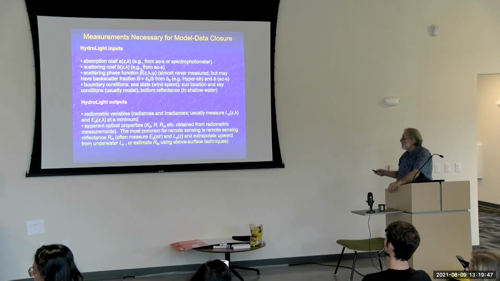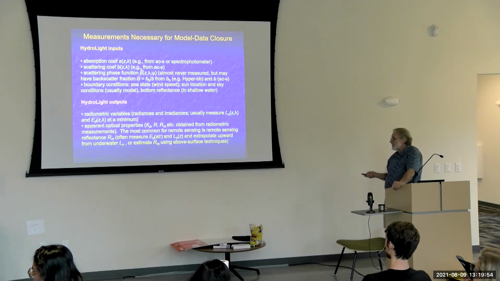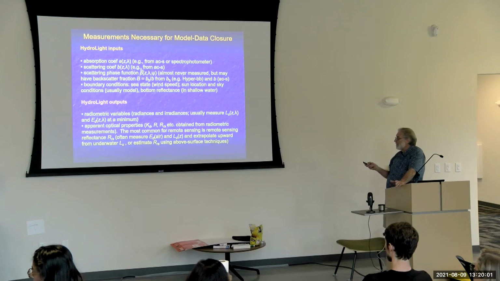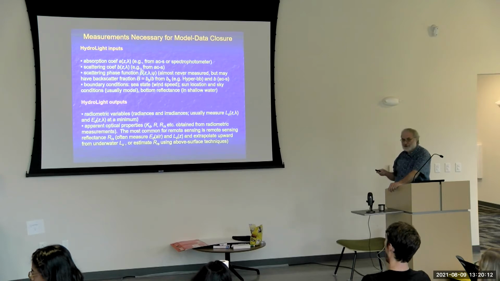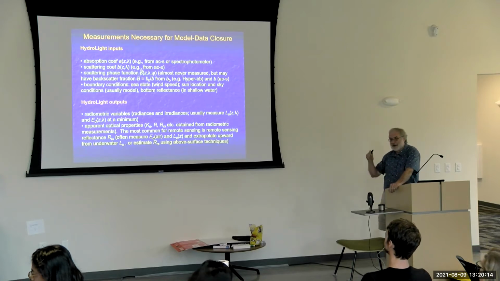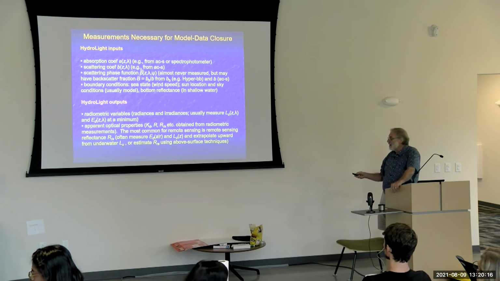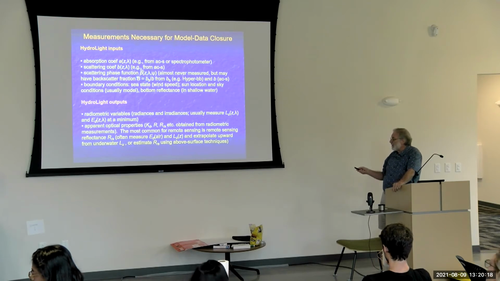So if you really want to do a model-data closure study, you've got to back up and think about what I need to measure in the field to go into Hydrolite. Well, I need to know the absorption coefficient as a function of depth and wavelength. You get that from an ACS or spectrophotometer. You need to know the scattering coefficient. You need to know the scattering phase function. Well, that's almost never measured, but maybe you can get it from bb over b, where each of those is a function of depth and wavelength.